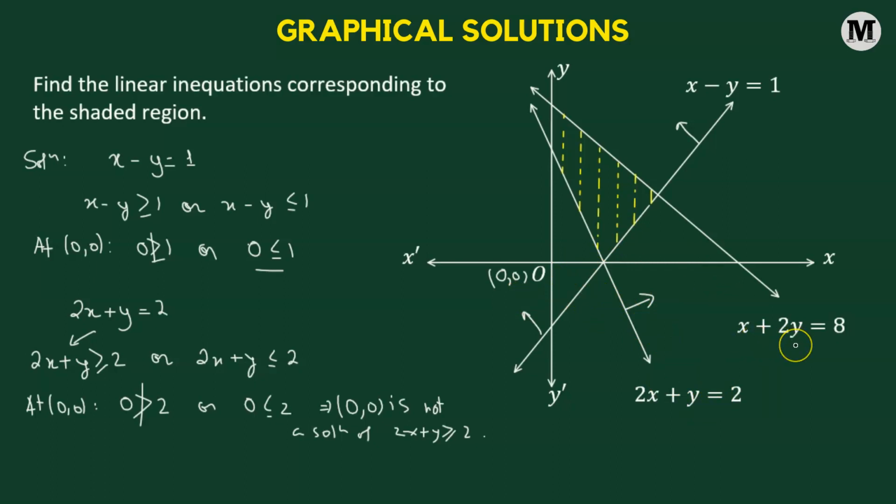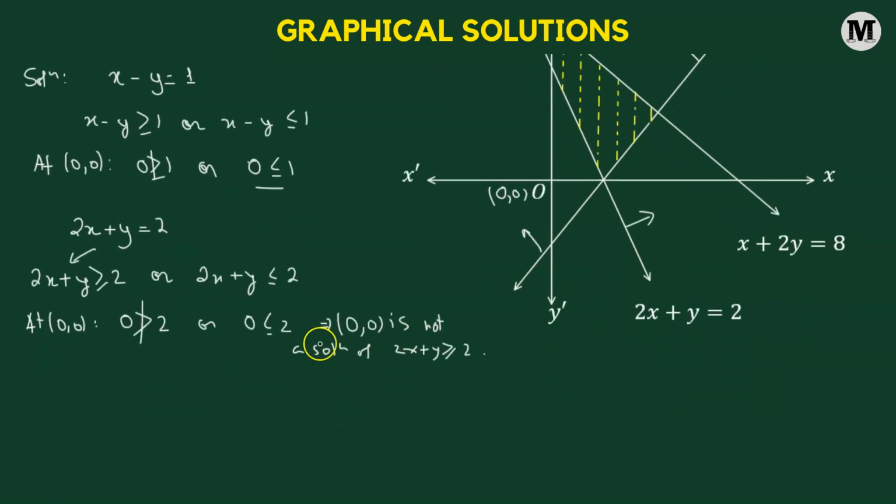We have x plus 2y equals 8. We have x plus 2y equals 8. So that also gives us two possibilities. We have x plus 2y greater than or equal to 8, and the second possibility could be x plus 2y less than or equal to 8. Now for this line, we need a solution to lie below the line because the shaded region lies below the line x plus 2y equals 8. Now if it is lying below the line, that means the point 0, 0 must satisfy the inequality.